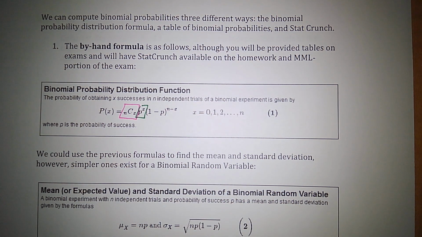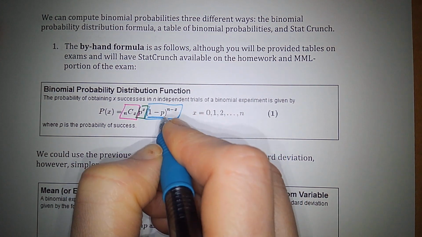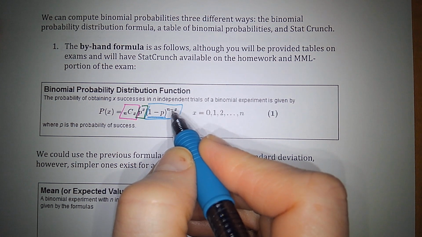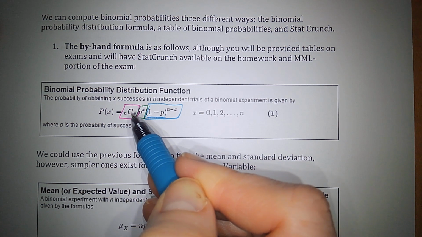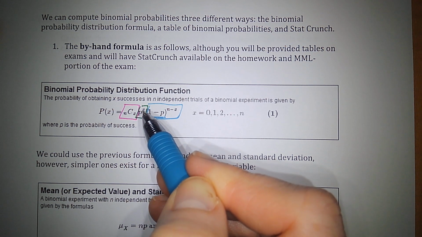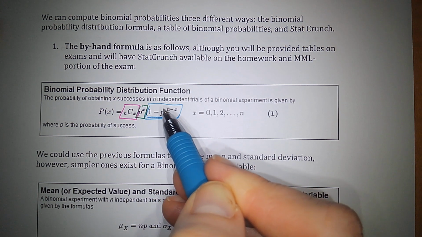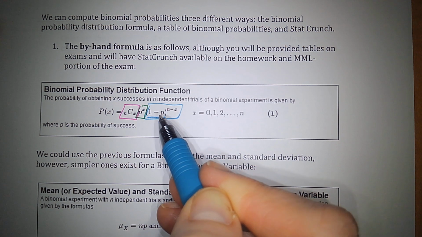The last piece is 1 minus P. 1 minus P is the likelihood of failure. N minus X is how many failures you want. So for example, if I have 100 total trials and I'm specifically looking for 60 successes, so 60 successes at the probability of success, 100 minus 60 is 40, so I want 40 failures at the probability of what the failure rate would be.